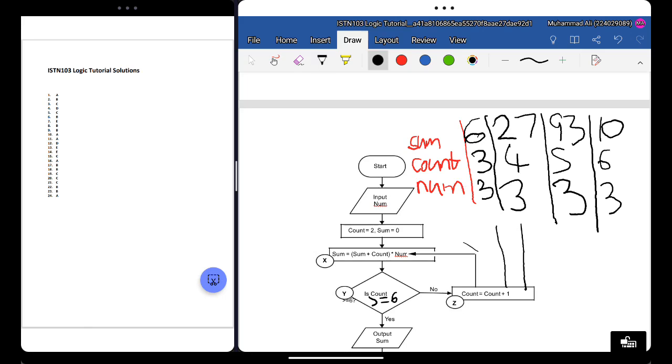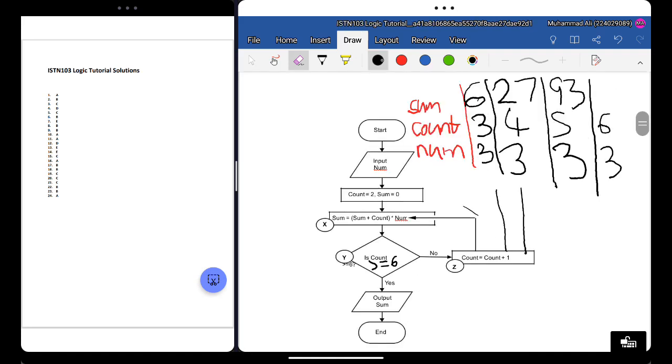Sum plus count. 16, 16 times 3. That is 48. Sorry, 10. No, sorry. 10 plus 6. Wait, something's not adding up here, because how can this number be greater than 93? Hold on. 27 plus 4. I'm just going to double check, one second. Okay, sum plus count. Why did I get a low sum out there? Oh, wait. Sum plus count. Okay, I think I made a mistake there.